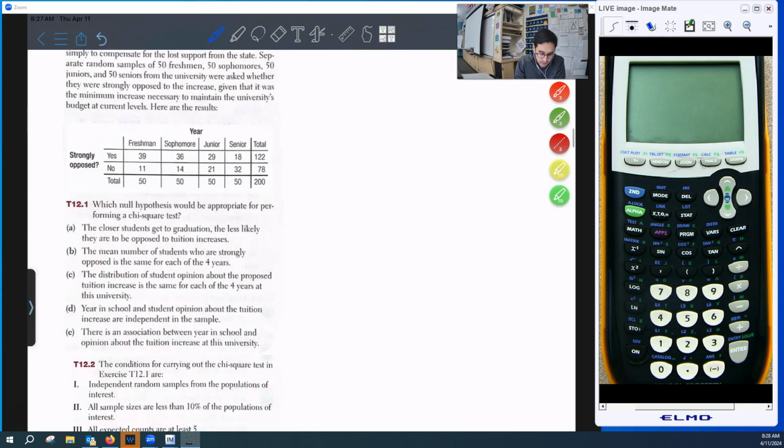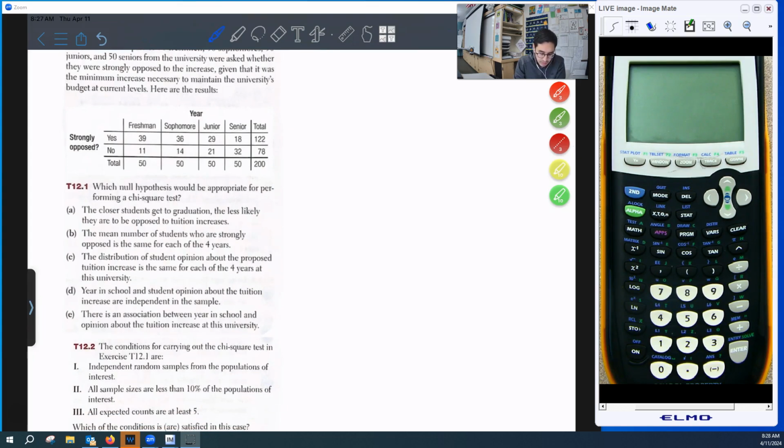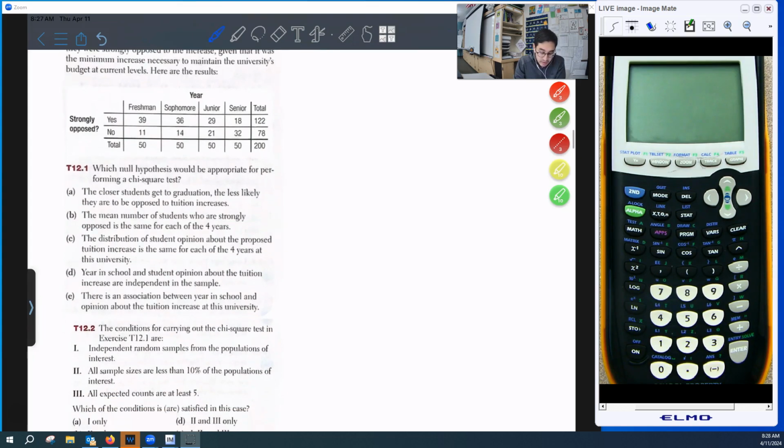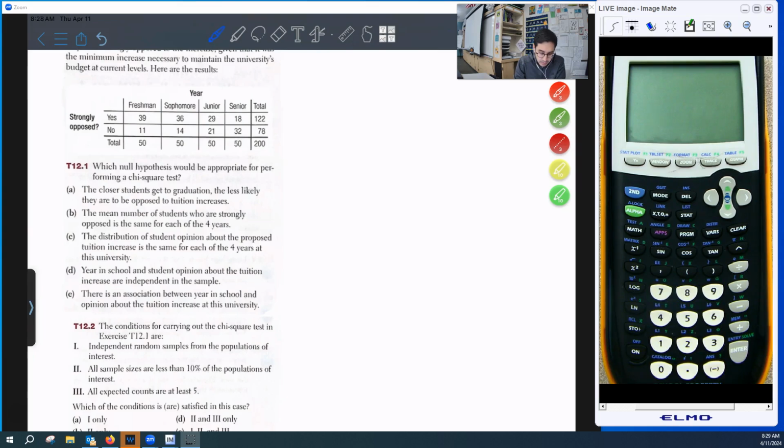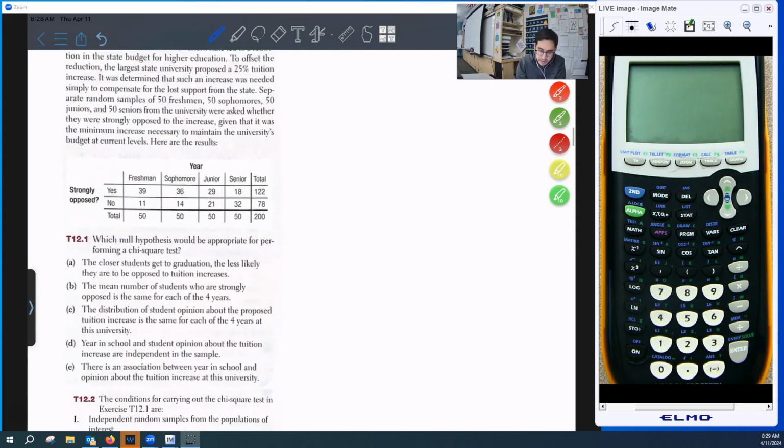Choice A. The closer students get to graduation, the less likely they are to be opposed to tuition increases. B. The mean number of students who are strongly opposed is the same for each of the 4 years. C. The distribution of student opinion about the proposed tuition increase is the same for each of the 4 years at this university. D. Year in school and student opinion about the tuition increase are independent in the sample. E. There is an association between year in school and opinion about the tuition increase at this university. All right, so a lot of good choices to choose from.